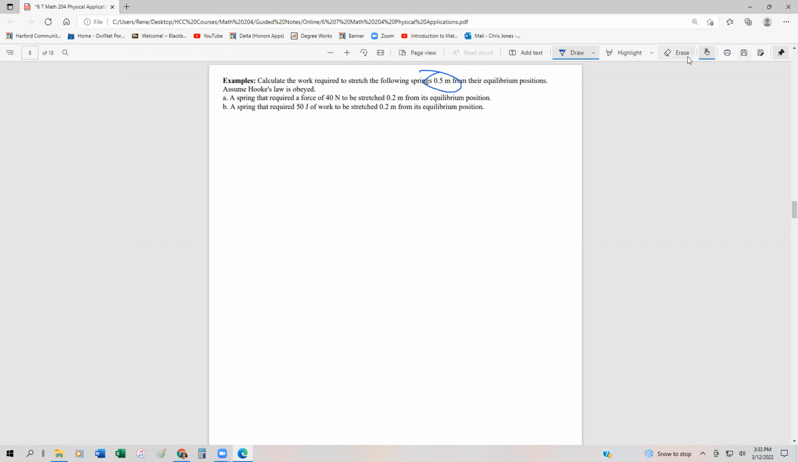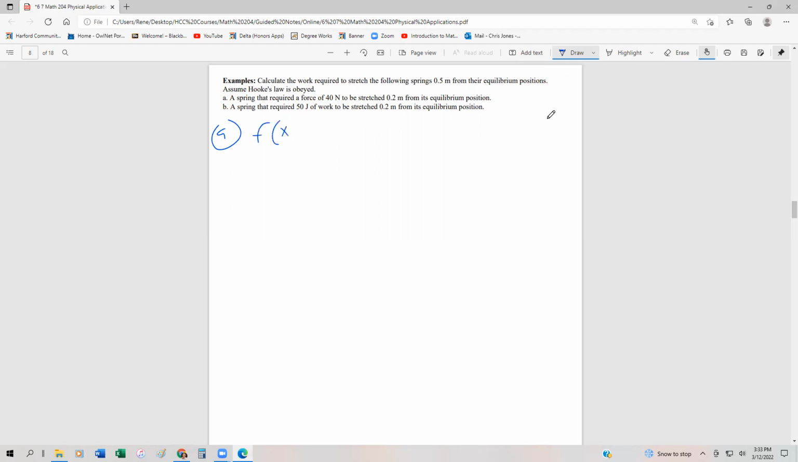And then for the second one, this time it gives us the actual work necessary. It doesn't tell us the force, but it tells us the work to be stretched 0.2 meters away from the equilibrium. So it's a little bit different problem, right? So for letter A, this one's not too bad because we've essentially done this one. We're going to start by finding the spring constant.